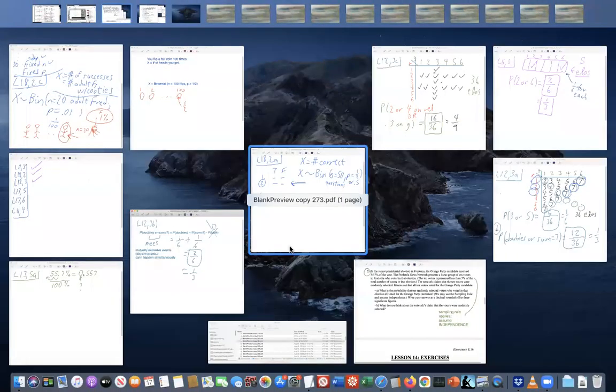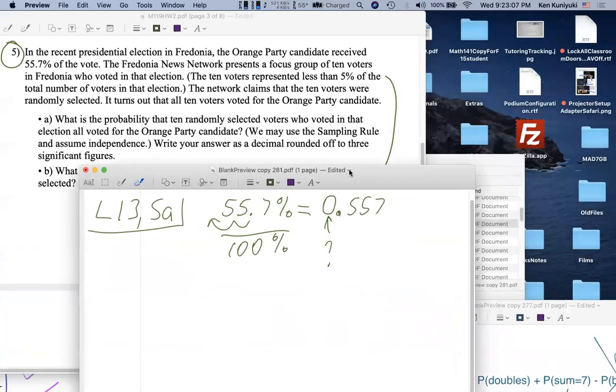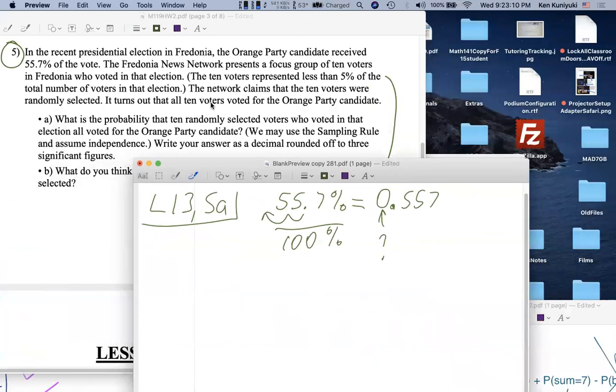Okay, part A. What is the probability that 10 randomly selected voters, so we're comparing what FNN got with our model here, who voted in that election all voted for the Orange Party candidate, assuming an unbiased random sample? So basically, under the normal assumptions, the probability that all 10 voters voted for the Orange Party candidate. Again, we may assume the sampling rule and assume independence.